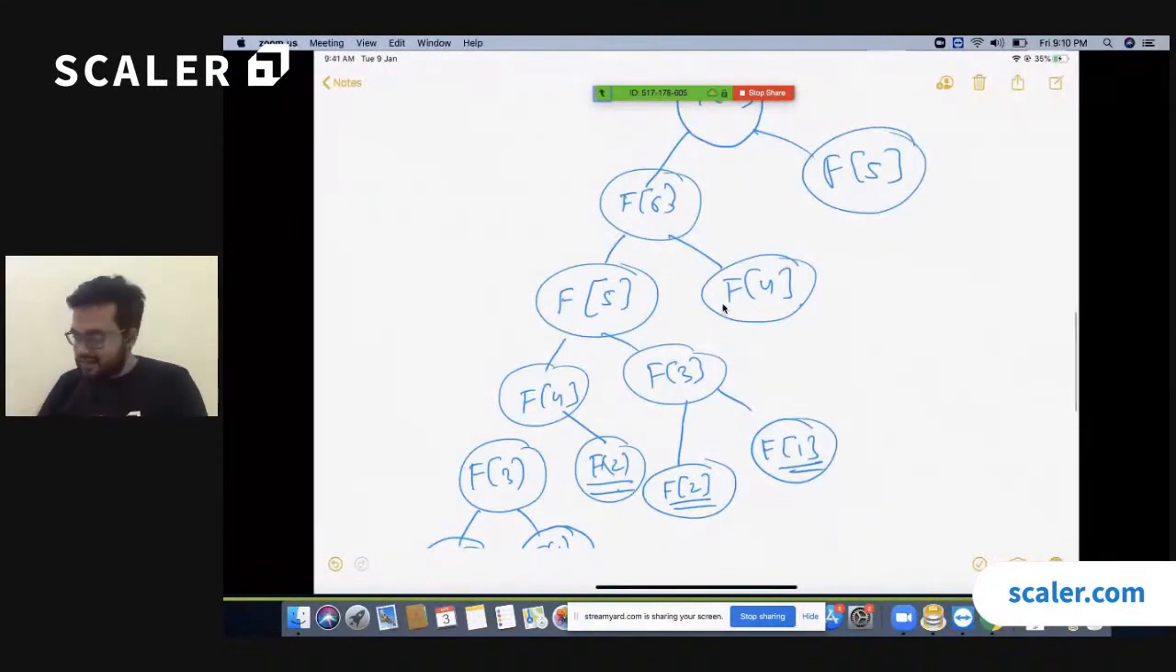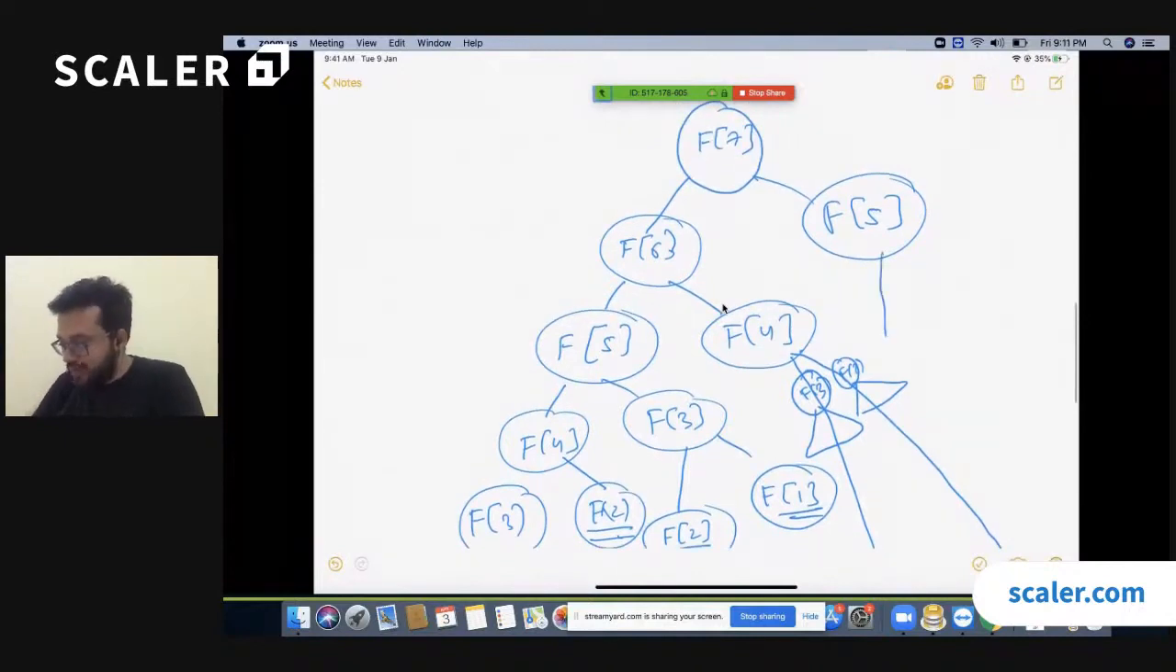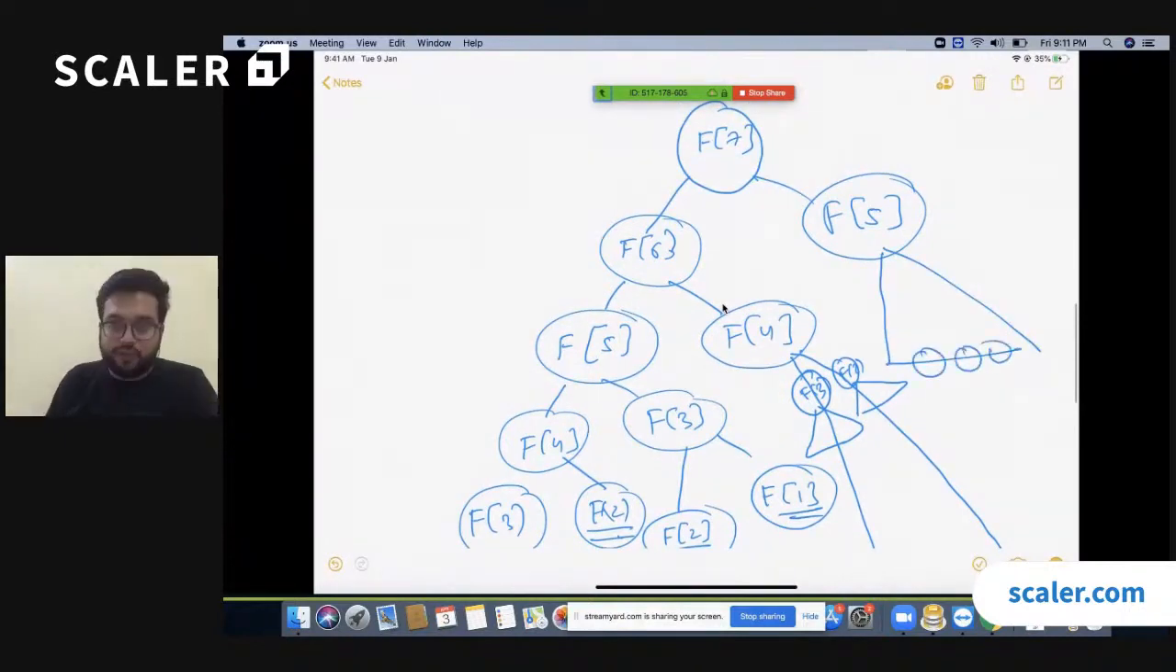You would realize that this F4 would again be expanded as an entire subtree. Does it make sense? F4 would be expanded to the summation of F3 and F2, so on and so forth. F3 would be expanded to a subtree. F2 would be again expanded to a subtree, and this would go on. And you can also look at F5. This would also be expanded to a subtree where the base cases would only be F2s and F1s. I hope this makes crystal sense to everybody.